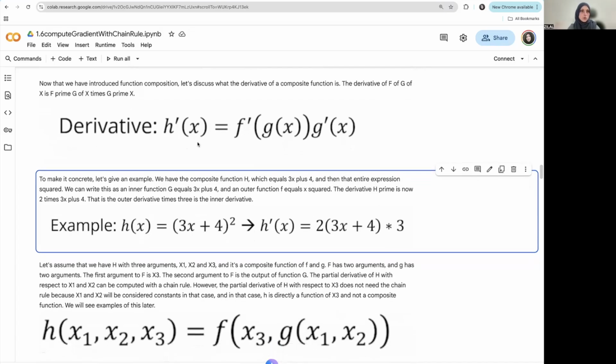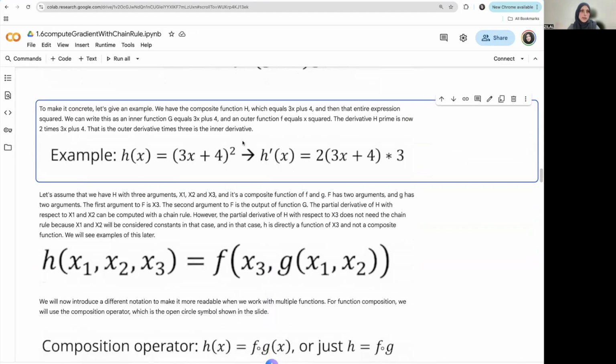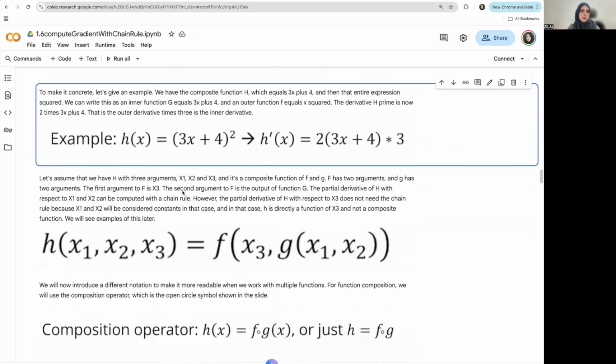Now that we have introduced function composition, let's discuss what the derivative of a composite function is. The derivative of f of g of x is f prime of g of x times g prime of x. To make it more clear, let's give an example.